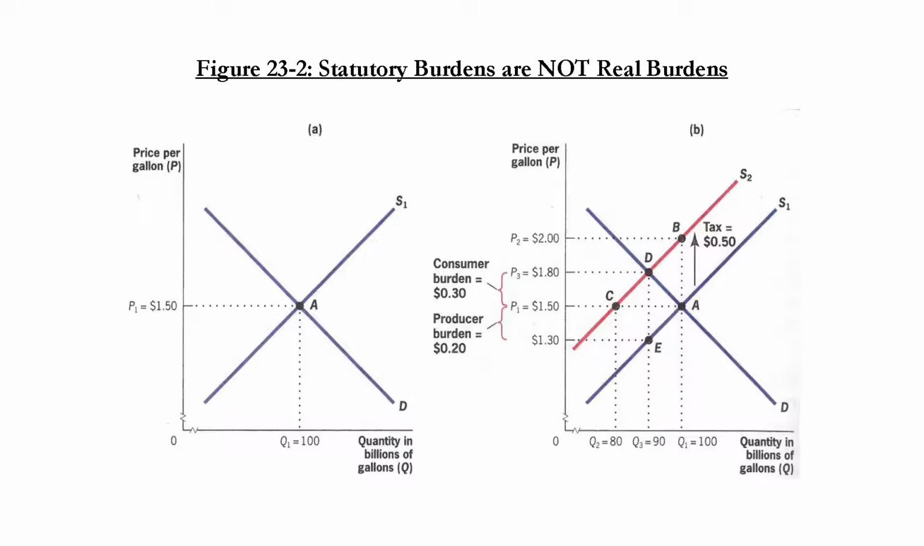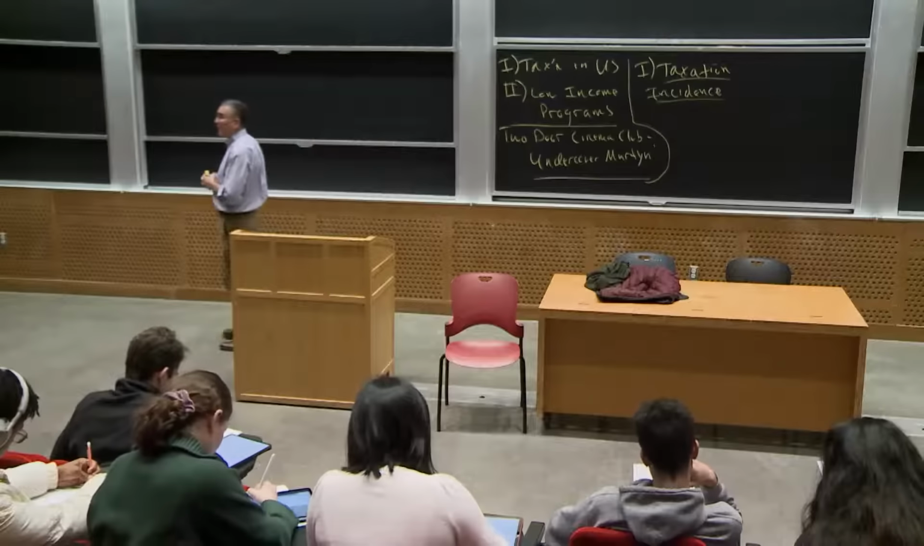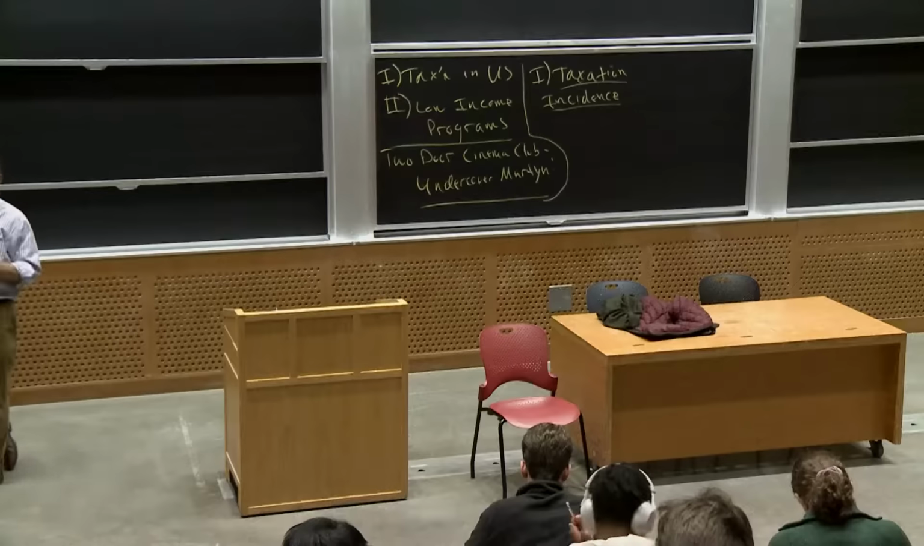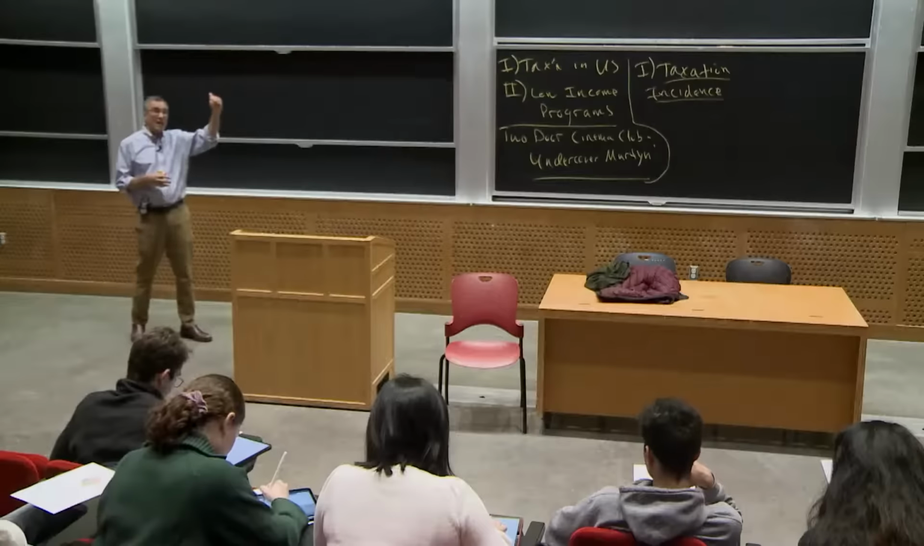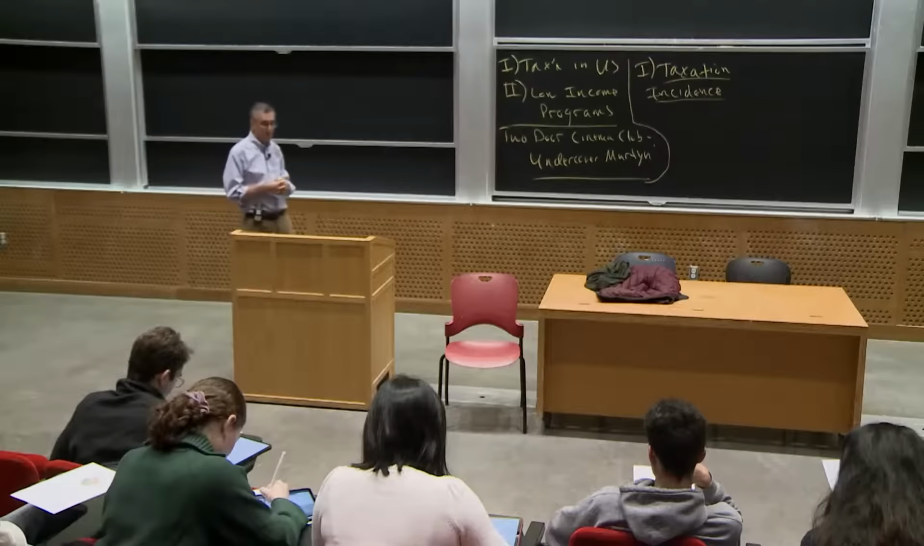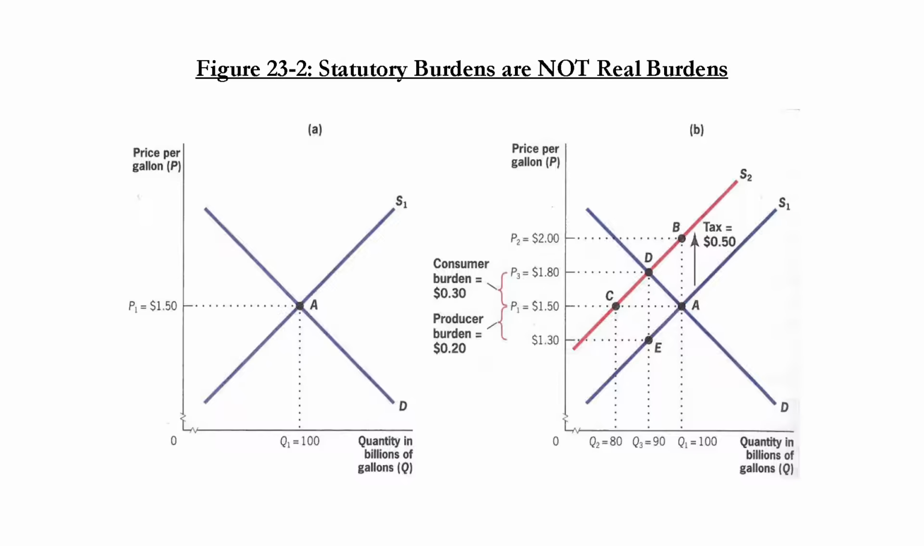Figure 23.2 is an example of a market, the market for gas. Gas is a market, we have a specific excise tax on gas, a certain amount per gallon. There's a federal excise tax, and states layer excise tax on top of that. So let's start by thinking about the market for gas. Standard supply and demand model.